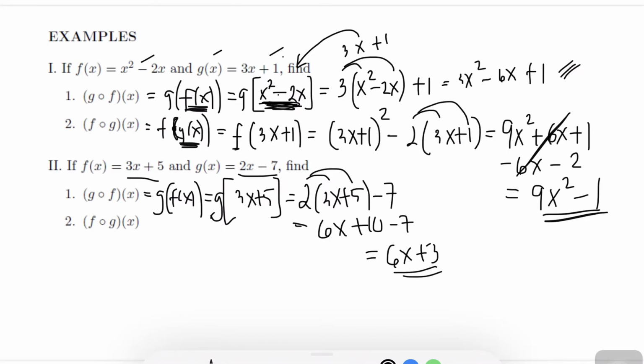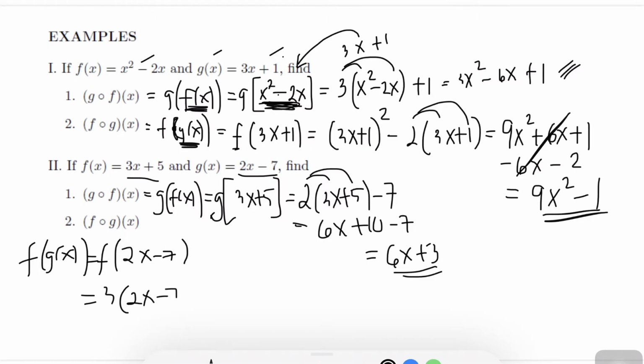And last, we have f circle g of x. What is g of x? 2x minus 7. And since f, we have 3 times 2x minus 7 plus 5. So this will become 6x minus 21 plus 5. So this is now 6x minus 16.